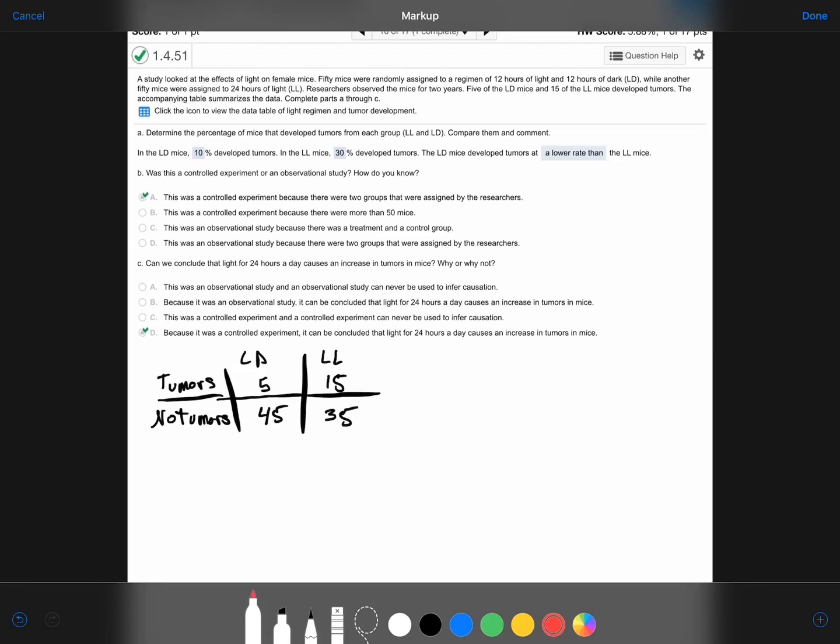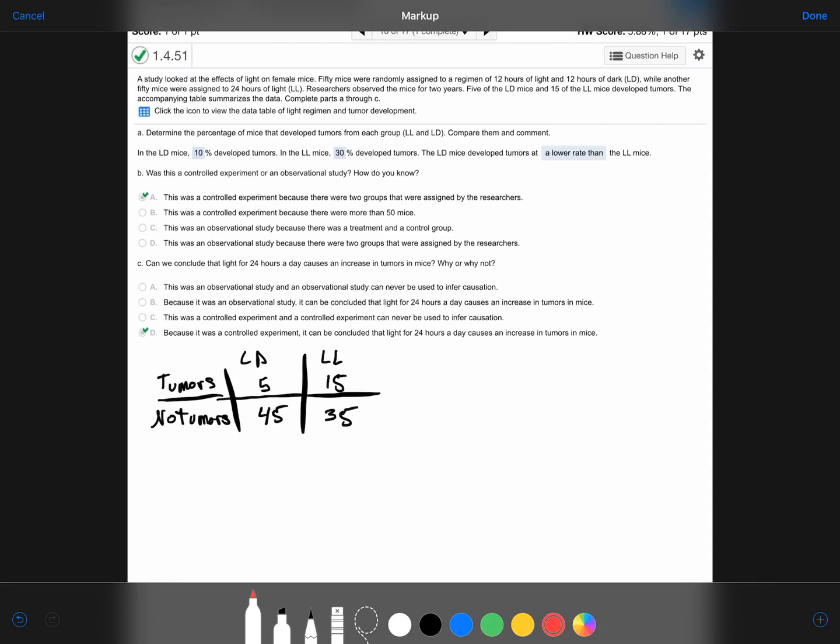Okay, I'm going to run through an example of number 10 on the 1.4 homework. What I did was I couldn't get the icon to come up, so I copied it down and just wrote what my icon looks like. On mine, I have for the LD mice 5 developing tumors and 45 not, and for the LL mice 15 developing tumors and 35 not.